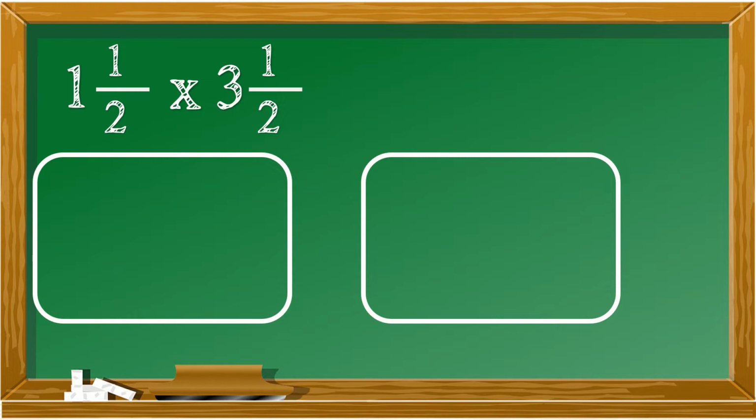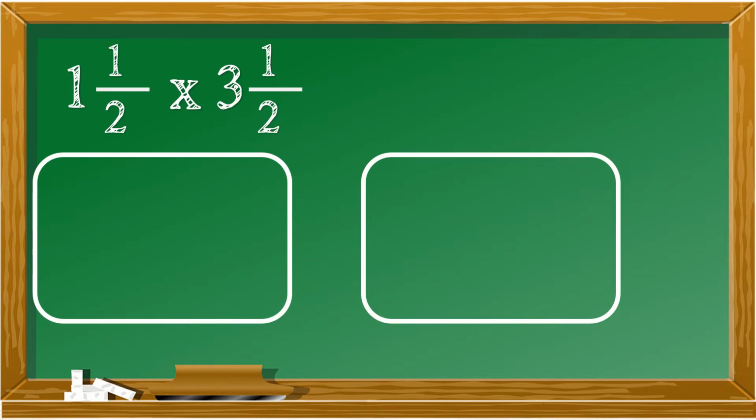Again, in the commutative property of multiplication, the order of the factors doesn't affect the product. So even if we place 3 1/2 first or 1 1/2 first, the product will still be the same. Okay, so we have 1 1/2 times 3 1/2.